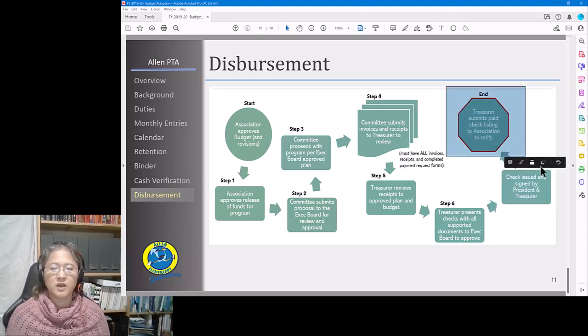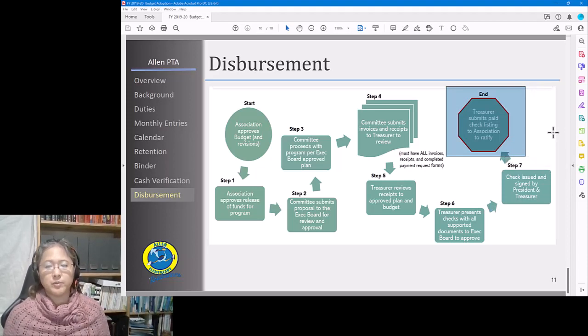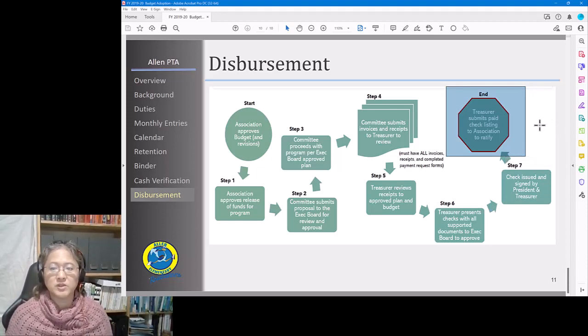Then it comes to the end. Once the check has been filed, we then need to prepare a list of the checks that were written between the last treasurer's report with the association and the next one. And usually I just embed this into the treasurer's report. Next, I'm going to go over how things are organized.